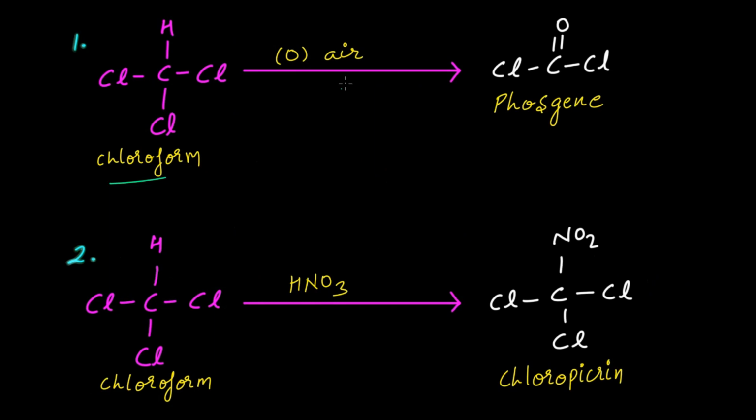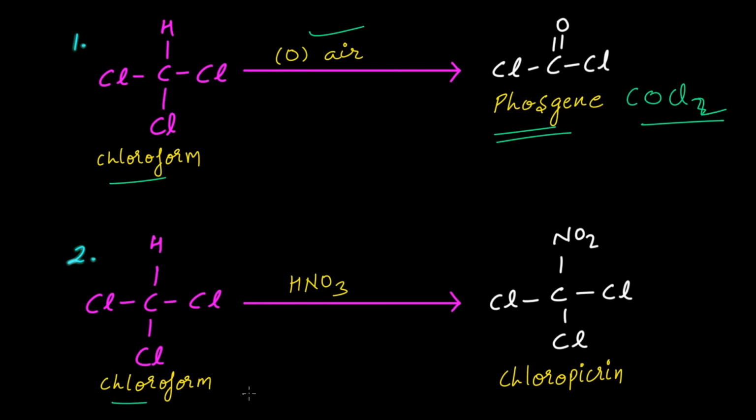When chloroform undergoes oxidation, when chloroform is treated with oxygen, you get phosgene gas, that is COCl2. This is your phosgene gas. So this is your first reaction.